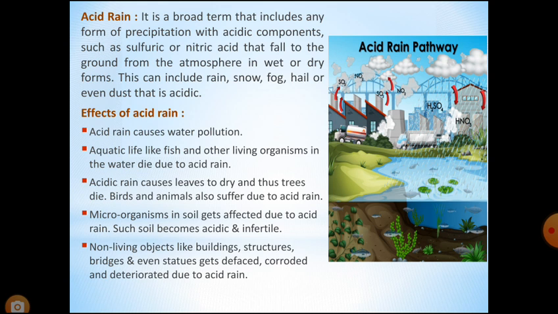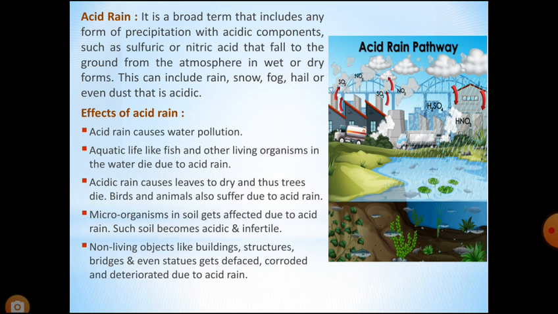Now we'll see what are the effects of acid rain. Acid rain causes water pollution. Because of acid rain, water gets affected, it becomes polluted. Aquatic life like fish and other living organisms in the water die due to acid rain. You can see in the diagram. Acidic rain causes leaves to dry and thus trees die. Birds and animals also suffer due to acid rain. Microorganisms in soil get affected due to acid rain, and such soil becomes acidic and infertile.